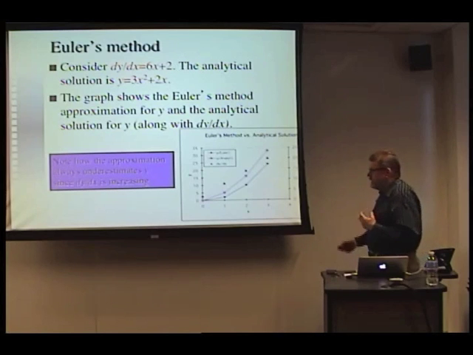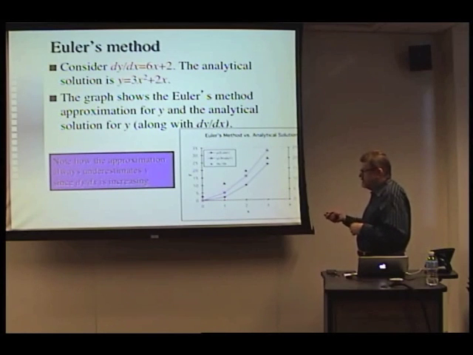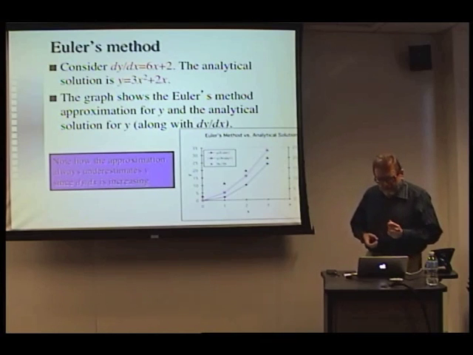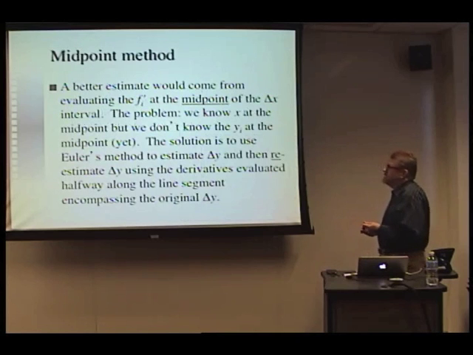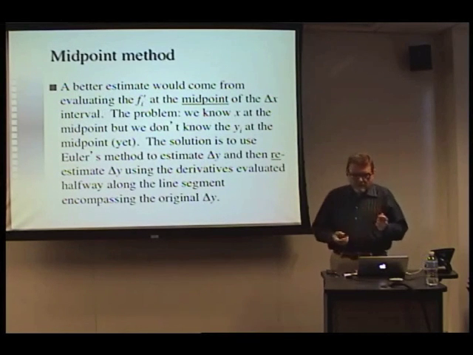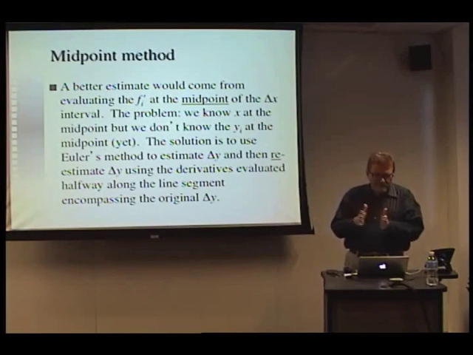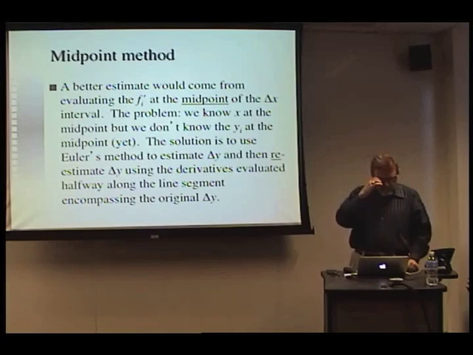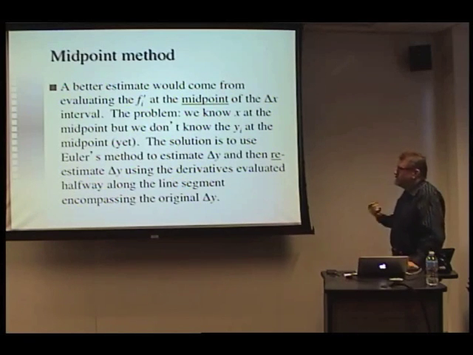conceptually, what we would like to be able to do is to estimate a value for this point using the derivative at this point somehow. Okay? And one way that we could do that is to use what's called the midpoint method. What we're going to say is, we're going to take the value of the derivative on the left side, and we're going to take the value of the derivative on the right side, and we're going to average them together, and that's going to be sort of the value in the middle of that integration interval. And then we use that value.